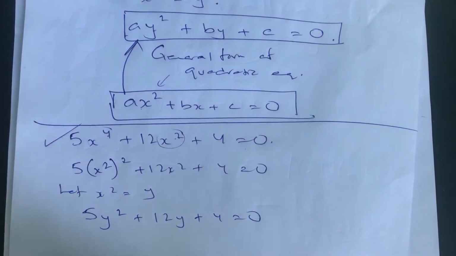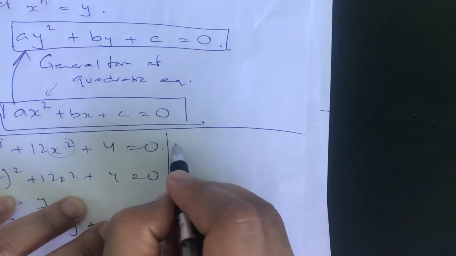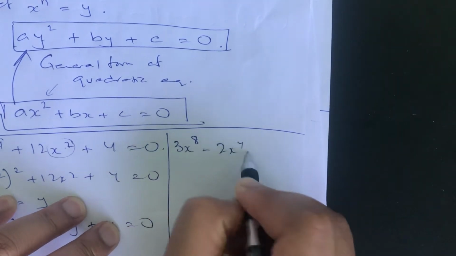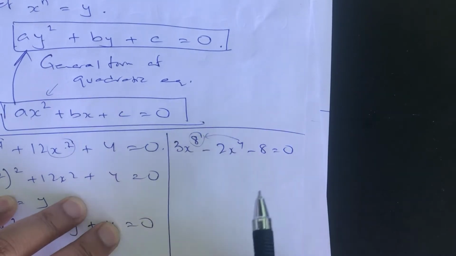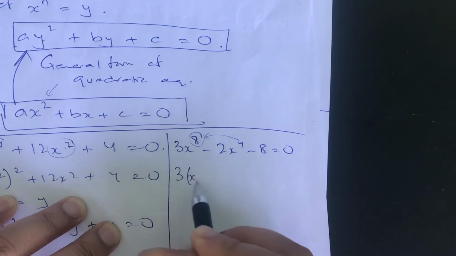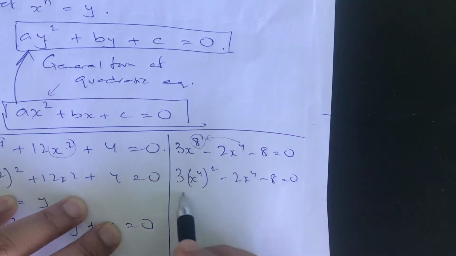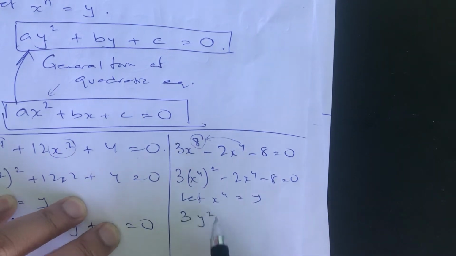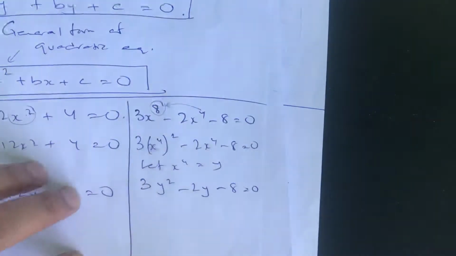Okay, so if you want more examples, you'll have this. Later on you try the rest for yourself, but if you want, you can have it like this also. You have 3x to the power of 8, let's say, minus 2x to the power of 4 minus 8 is equal to 0. So you have 8 and 4, so this 8 is double of this, so I can write it as 3 times x to the power of 4 squared minus 2x to the power of 4 minus 8 is equal to 0, and then let x to the power of 4 be equal to y, and then I get 3y squared minus 2y minus 8 equal to 0. And then it keeps on going like that.